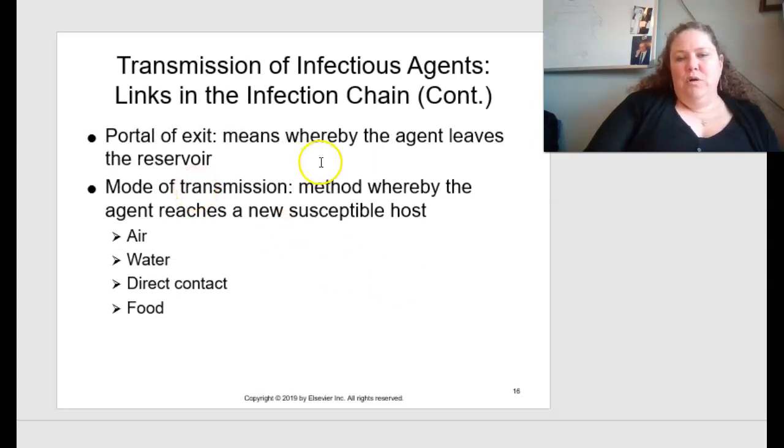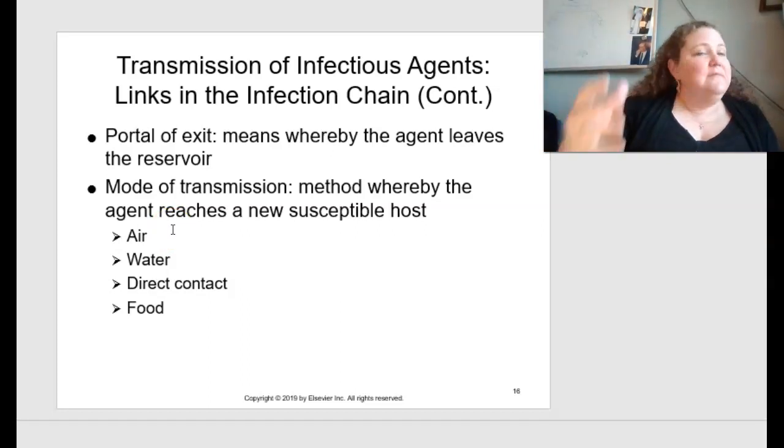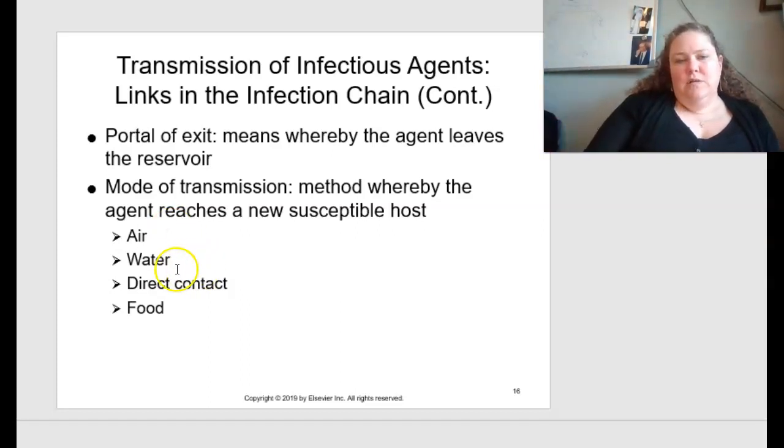We also have the portal of exit, which is how the agent leaves the reservoir. Then you have a mode of transmission, the method by which the agent reaches a new susceptible host: air, water, direct contact, food. Again, with COVID, if I sneeze, it's aerosolized germs, and the next person can walk into my little germ pot of sneeze and get it. Also, sharing water glasses with my husband, or giving him a smooch, would obviously transmit it.